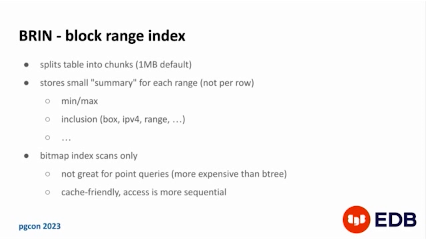There are other types of summaries. The minimum and maximum is easy to understand, but there are also, for spatial data, things like bounding boxes and regions. That's what we call inclusion.